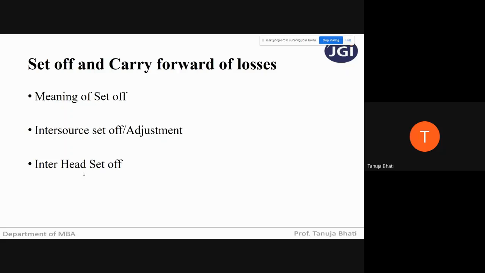So we will in short see in the very next slide what can be set off and what cannot be set off under a particular head. So students, for now, did you all understand what is inter-source set off, what is inter-head set off, and what is the meaning of set off? Is this clear to you all, students?